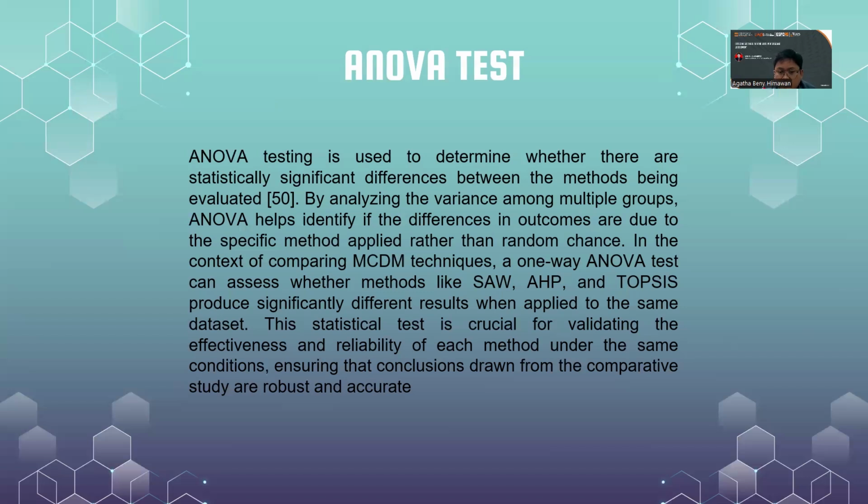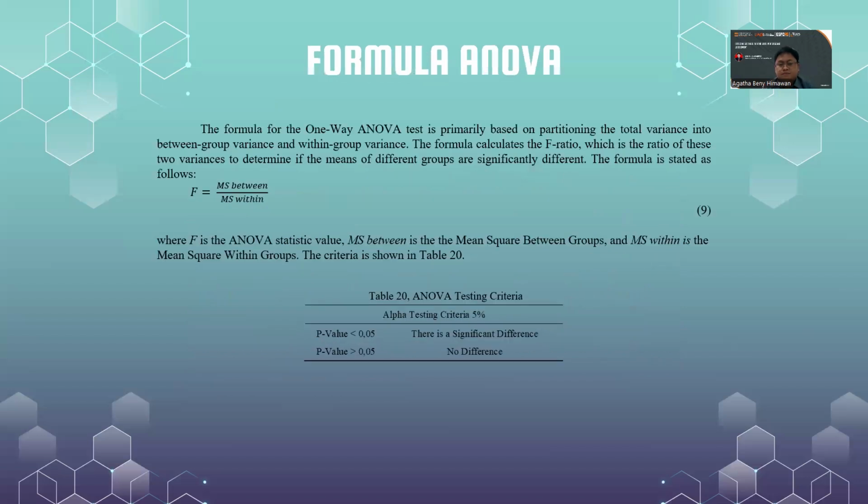This statistical test is crucial for validating the effectiveness and the reliability of each method under the same condition, ensuring that conclusions drawn from the comparative study are robust and accurate. The formula for the one-way ANOVA test is primarily based on partitioning the total variance into between group variance and the within group variance. The formula calculates the F ratio, which is the ratio of these two variances, to determine if the means of different groups are significantly different.